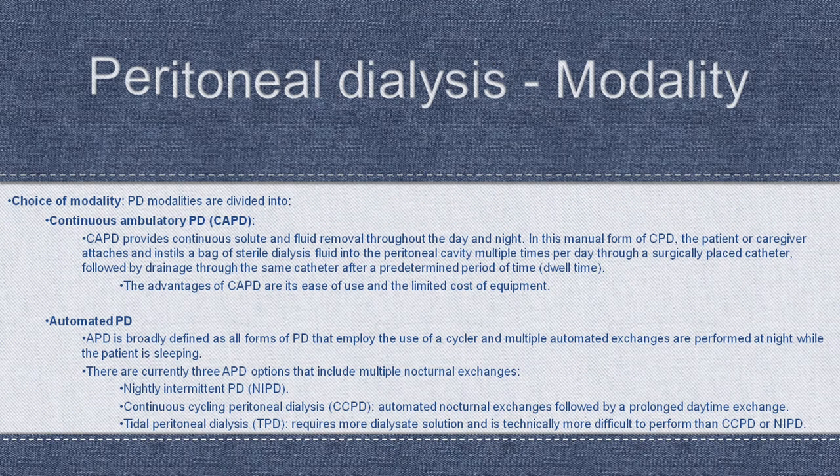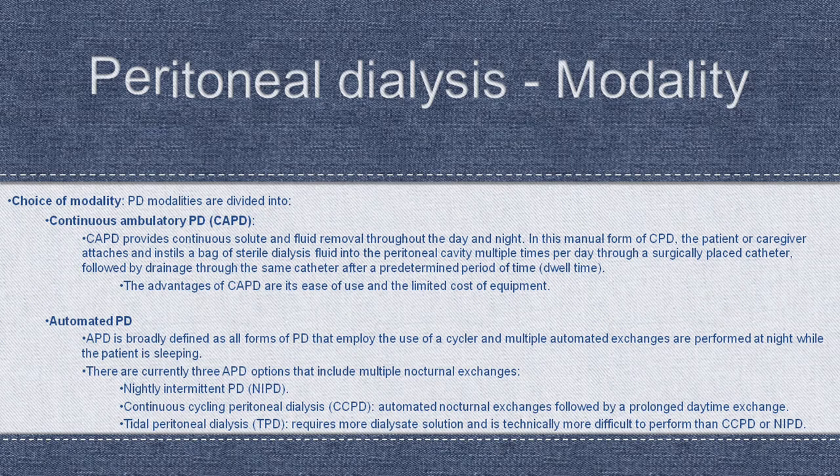When one considers peritoneal dialysis, there are a variety of different modalities that may be used, which include continuous ambulatory PD, which provides continuous solute and fluid removal throughout the day and night. This is a manual form of CPD, and the patient or caregiver attaches and instills a bag of sterile dialysis fluid into the peritoneal cavity multiple times per day through a surgically placed catheter, followed by drainage through the same catheter after a predetermined period of time, which is known as the dwell time. The advantages are its ease of use and the limited cost of equipment.